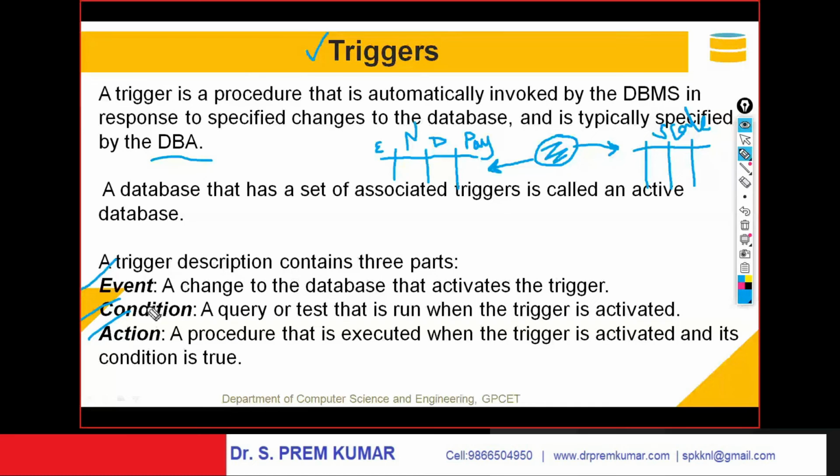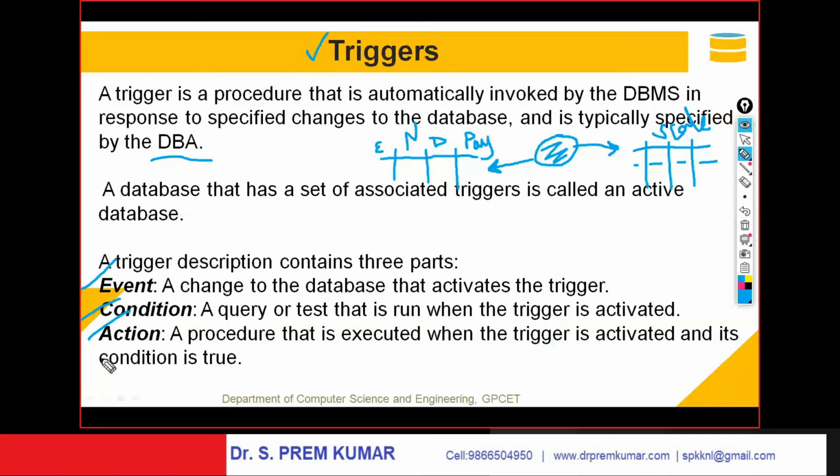Insert is an event. If the employee's pay is more than 50,000, that is a condition. Then only this logic should get activated and it should store the details in the scale table. That is nothing but the action. Storing into a scale table is nothing but an action.